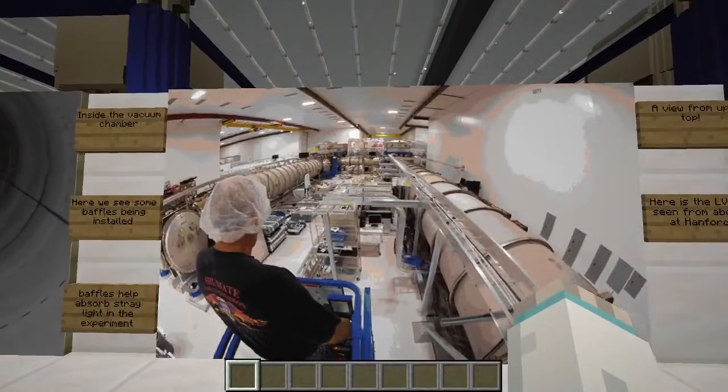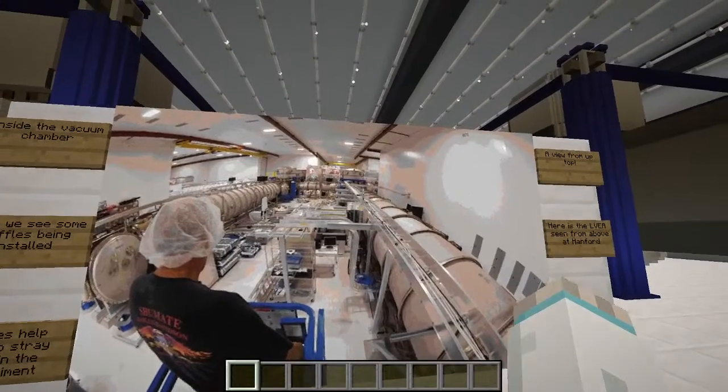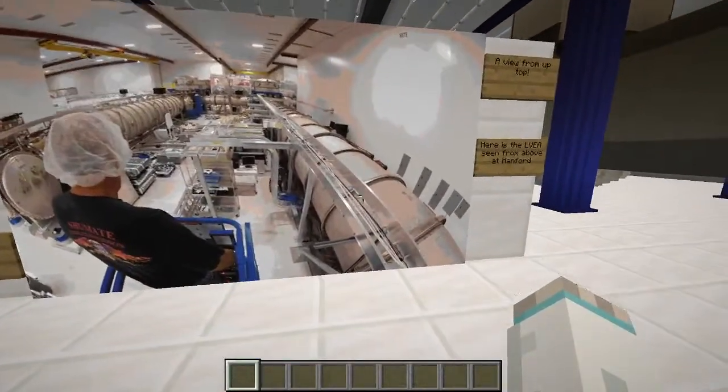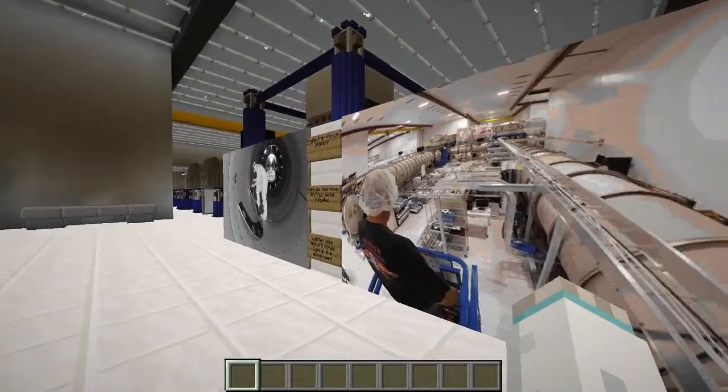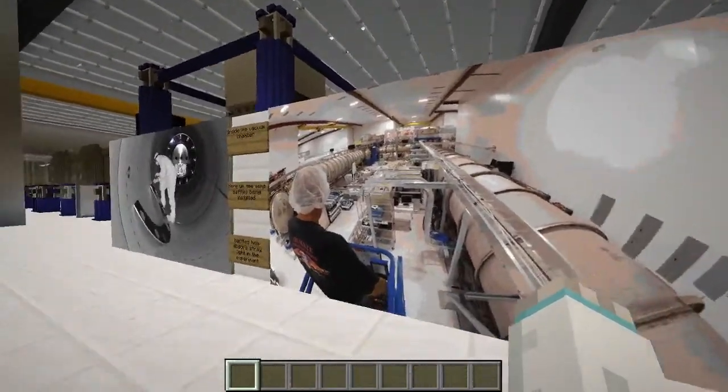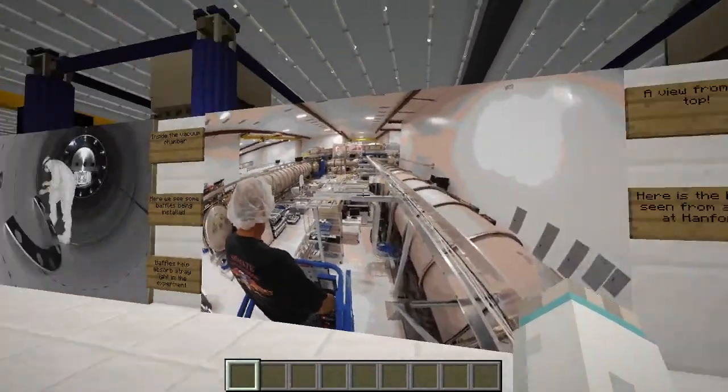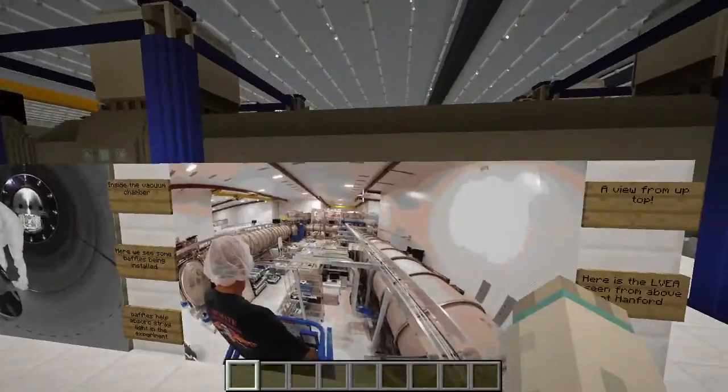Again, here we can see another image of the LVA, and we can see these long tubes, the beam splitter, and here we have H2, and then all the various parts and electronics going around to make sure all this works.